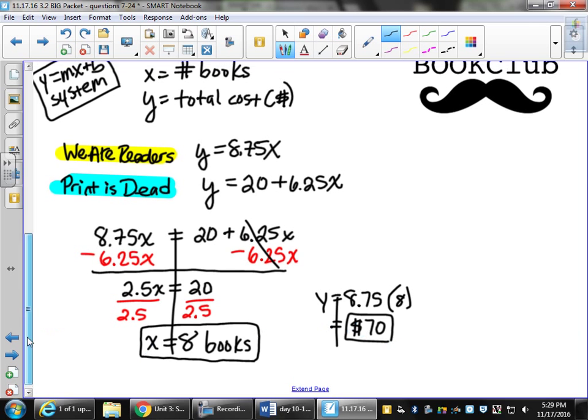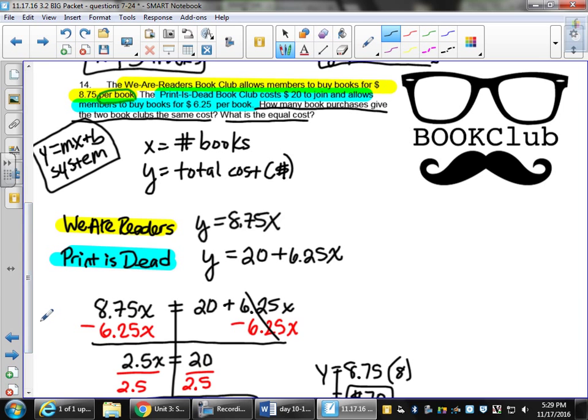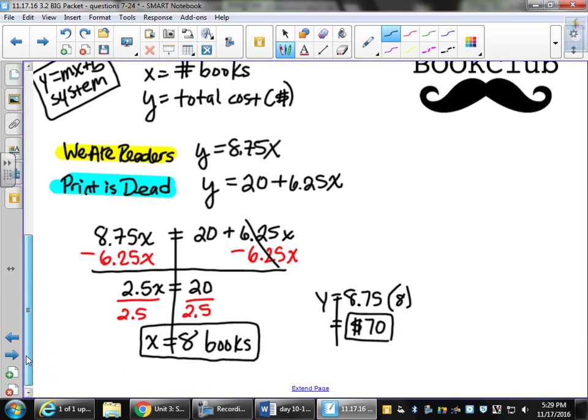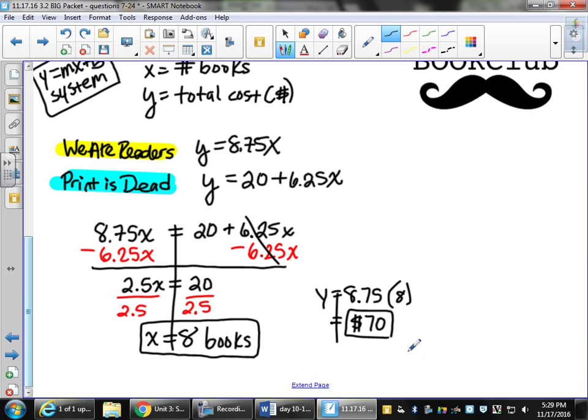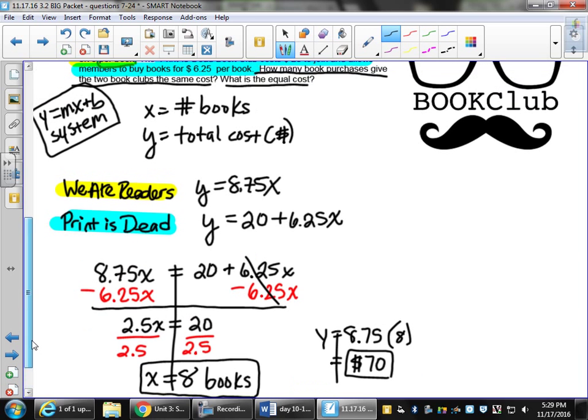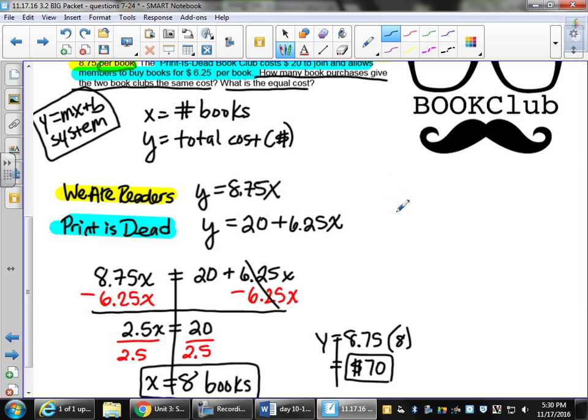Let's see if we have answered the question. How many book purchases give the two book clubs the same cost? 8 books. What is that cost? $70. We're done. Nowhere here did it say which is the better choice or give them advice. If it was a give me advice question, you would want to either choose a value smaller than 8 or bigger than 8 and substitute that number into each and then make a judgment call. Like more than 8 books, you should choose this one. Or if you chose a value less than 8 books, choose this one. But we're done because all it asked was when are they the same?